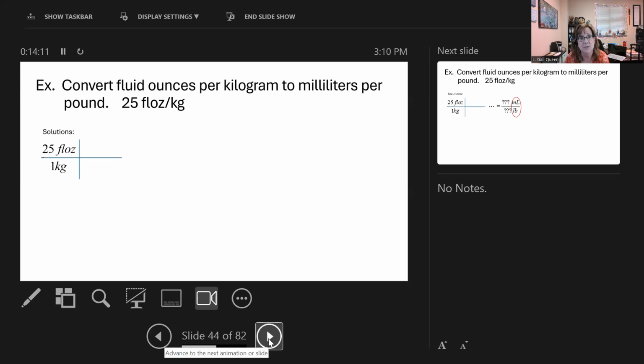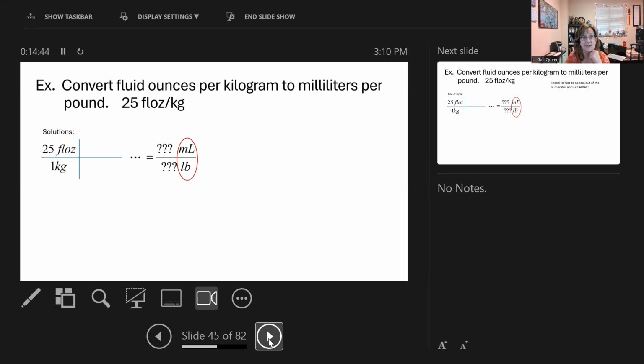So what kind of format did we want? It said convert from fluid ounces per kilogram to milliliters per pound. So I don't know what numeric quantities are going to be in my answer, but I do know that the units that I want at the end of the problem are milliliters per pound. They tell me that in the wording. Okay, so that's what I'm going after. I've got to multiply by enough fractions equivalent to 1 so that my final ending units have milliliters on the top and pounds on the bottom.